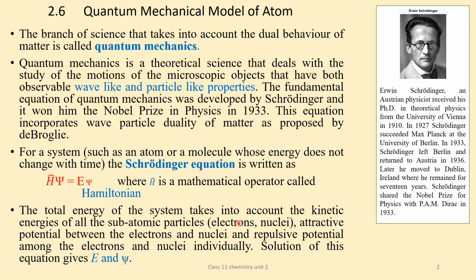The total energy of the system takes into account the kinetic energies of all subatomic particles, electrons and nuclei, the attractive potential between electrons and nuclei, as well as the repulsive potential among electrons and nuclei individually. Solution of this equation gives the values of energy E and wave equation psi.